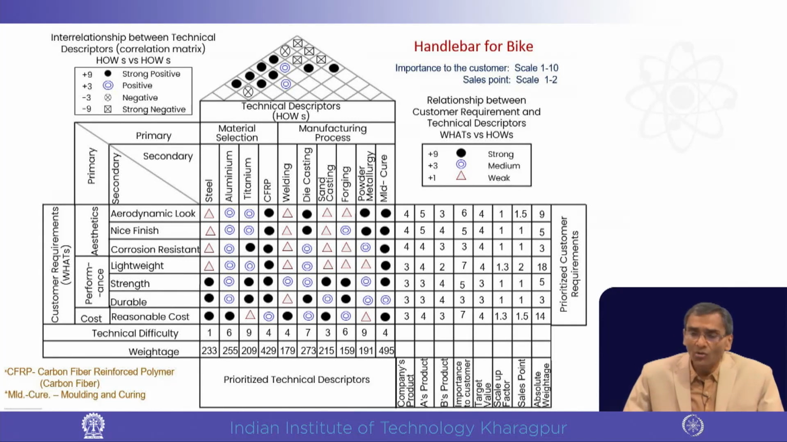The rest is easy, because now we will multiply each cell. When I say each cell, the symbol will be converted to a numerical value. Triangle means 1, the circle within a circle means 3, and the solid dark circle means 9. So if we multiply 9 into a triangle, that is 1, then 5 into the triangle, another 1, 3 into the triangle, another 1, 18 into the triangle is 18 into 1, 5 into the solid dot, that is 5 into 9, 3 into solid dot, that is 3 into 9, 14 into solid dot, that is 14 into 9, and so forth.